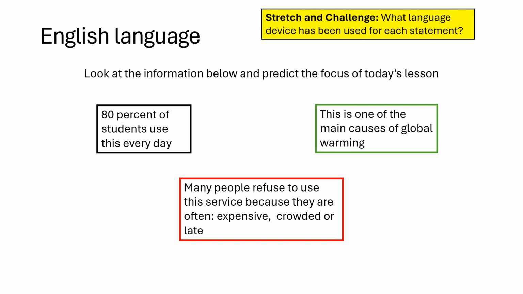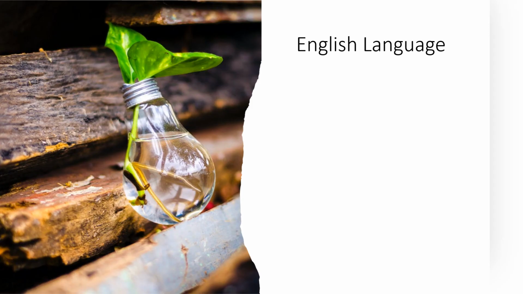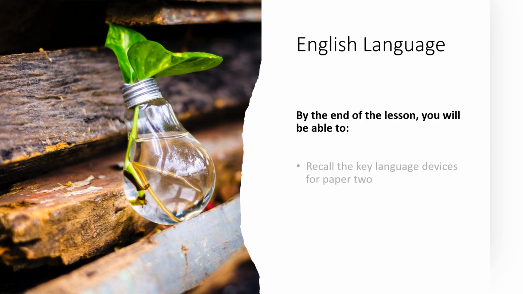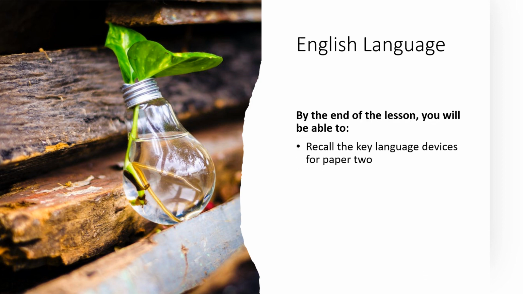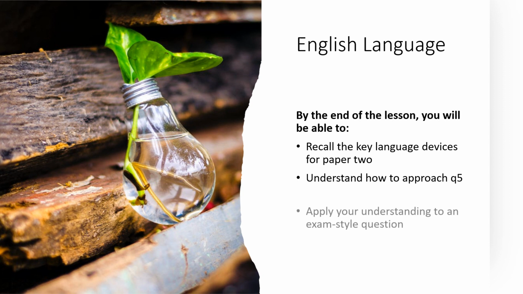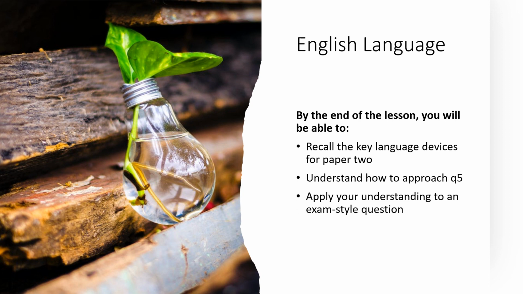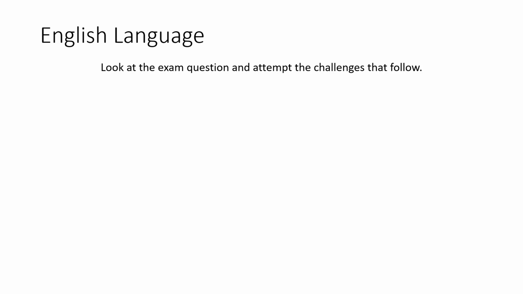If you can stretch and challenge yourself as well, try and think for each of the examples we've just looked through, what language device has been used for each statement. By the end of the video, you'll be able to recall the key language devices for paper 2, understand how to approach question 5, and finally, apply your understanding to an exam style question.